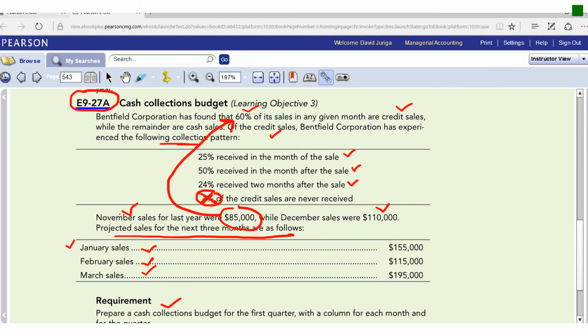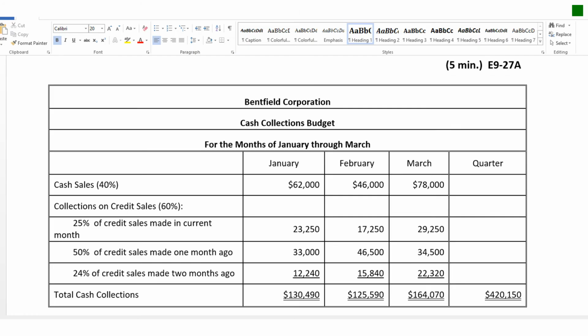are based on the credit, not the sale, not the cash sales. So once you take November sales of 85, you'll have to multiply that by 60%, and then you got to worry about these percents. And same with all of these. So in this collection pattern, remember, you're going to have to use this 60% first before you then get to the collection on your actual credit sales. But again, we'll show you all this on the next slide.